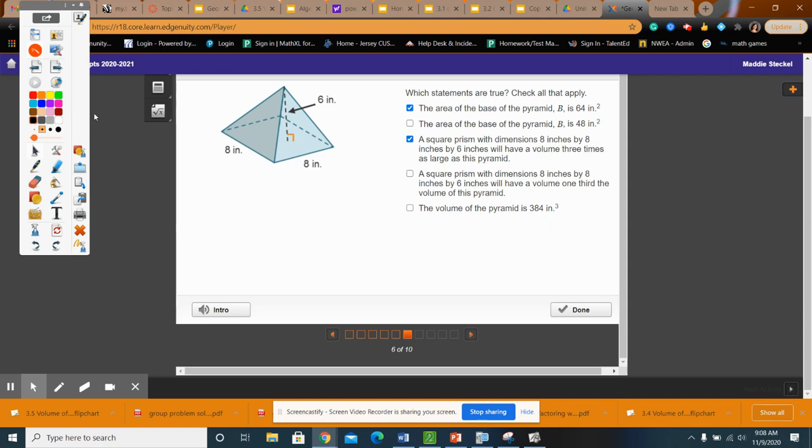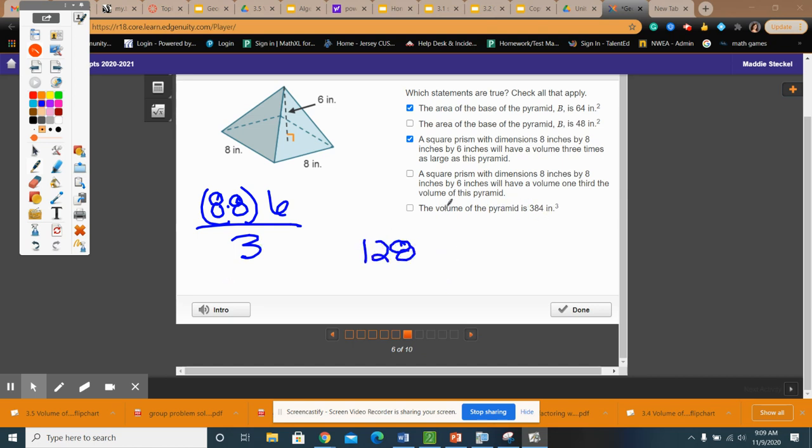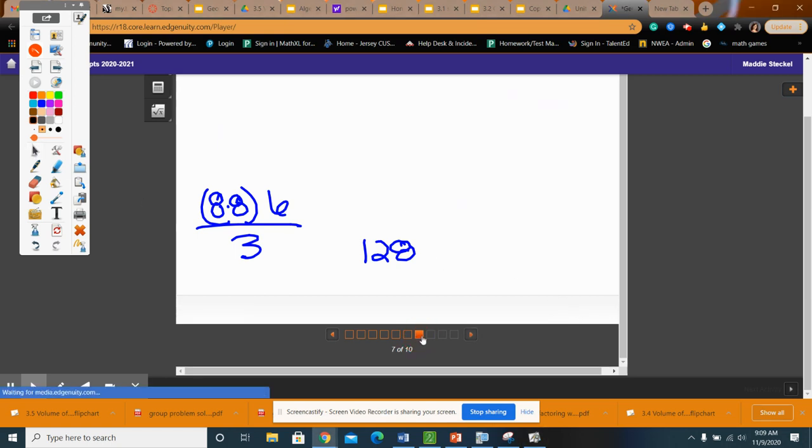Is the volume 384? Well, let's see. 8 times 8 is the big B. The height is 6, divide by 3. So 8 times 8 times 6, divide by 3. I'm getting 128, not 384. They did not divide by 3. So I think that's it. Let's see. Ding. Love that freaking ding.